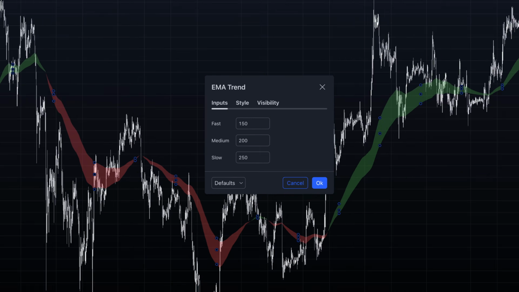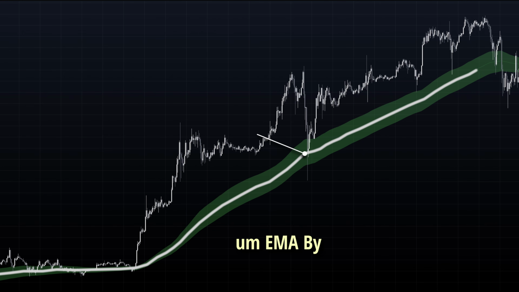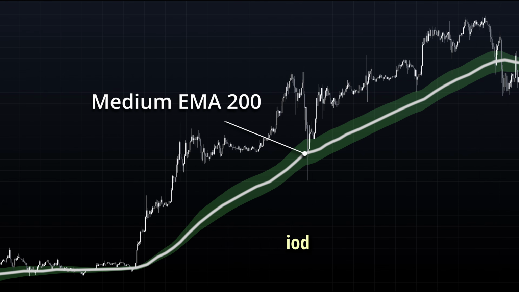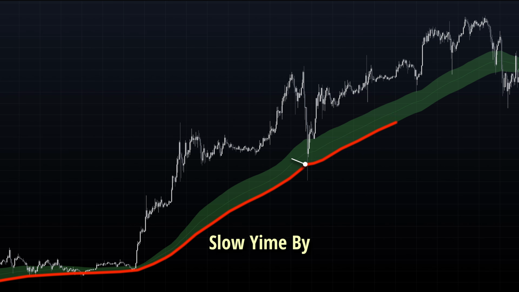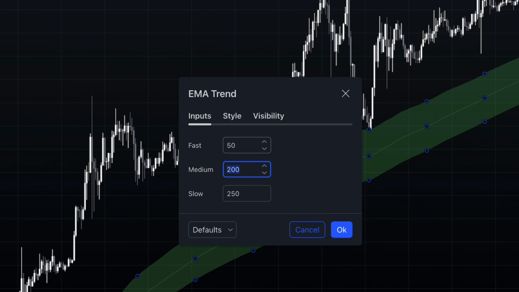customizable periods. Fast EMA, by default, set to 150 period. Medium EMA, by default, set to 200 period. Slow EMA, by default, set to 250 period. These values can be adjusted to suit your preference.